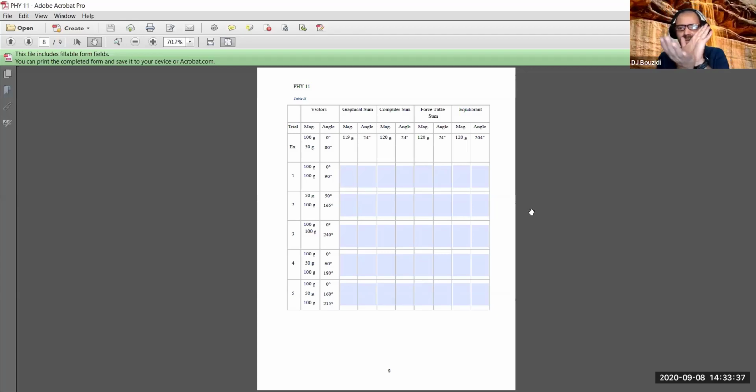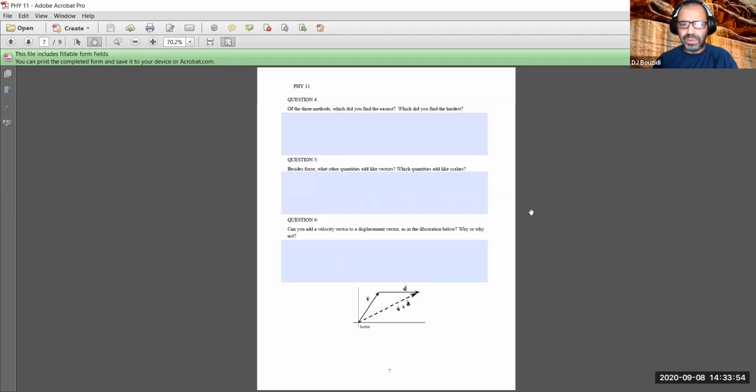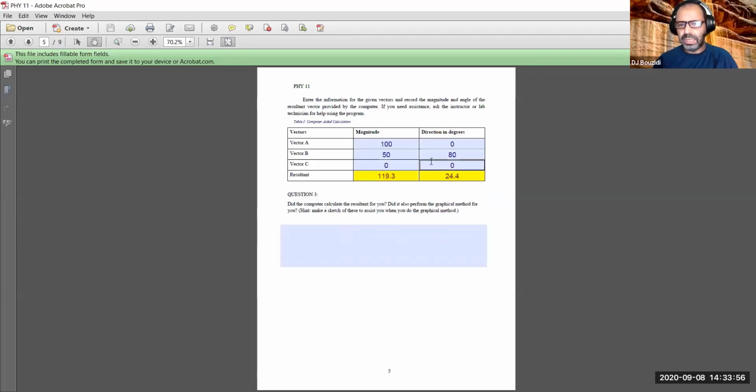This is a right angle triangle, because both sides are the same. According to the Pythagorean theorem, it should be equal to the square root of 100 squared plus 100 squared, which is the square root of 2 times 100, which should be 141. And it should make an angle of 45 degrees.